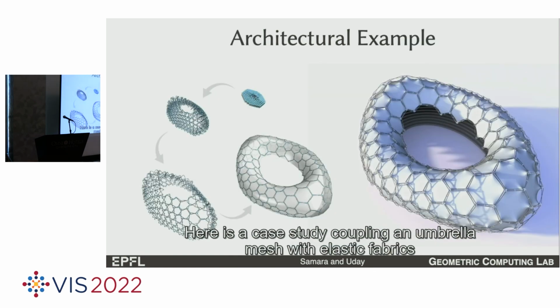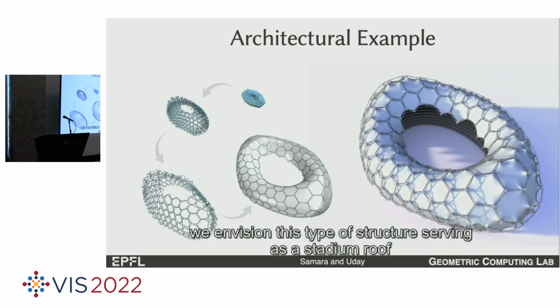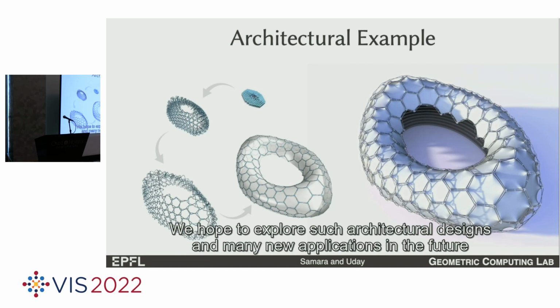Here's a case study coupling an umbrella mesh with elastic fabrics. We envision this type of structure serving as a stadium roof. We hope to explore such architectural designs and many new applications in the future.